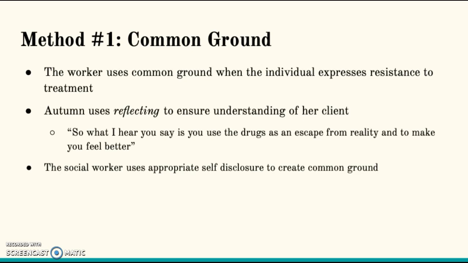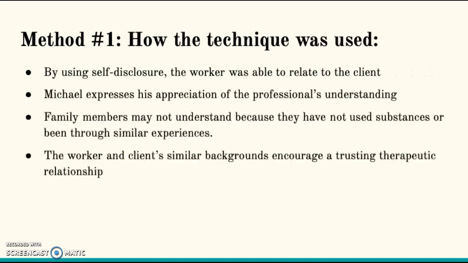And the social worker also uses appropriate self disclosure during the role play to create common ground with her client. So Autumn expresses to Michael that she is also in recovery, and that creates a bond and a trust that he can move forward and seek treatment from Autumn.